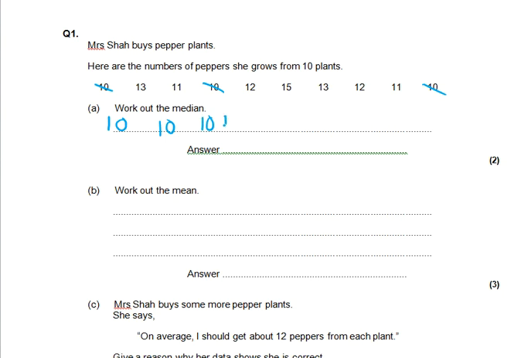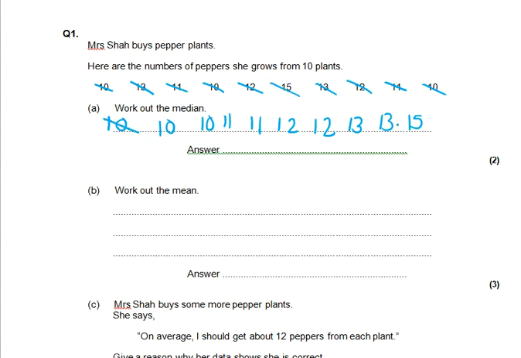2 11s, 2 12s, 13, 13, and a 15, because remember, for the median they need to be put in order from smallest to biggest or biggest to smallest, and then we find the middle score.